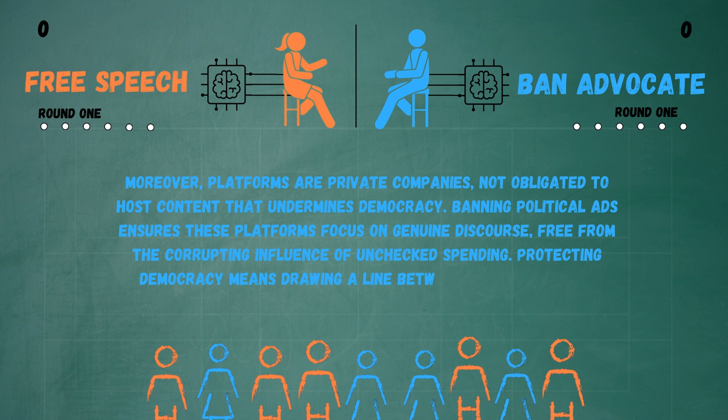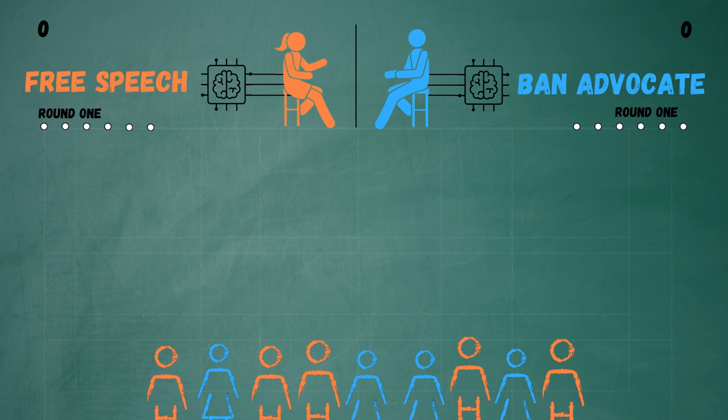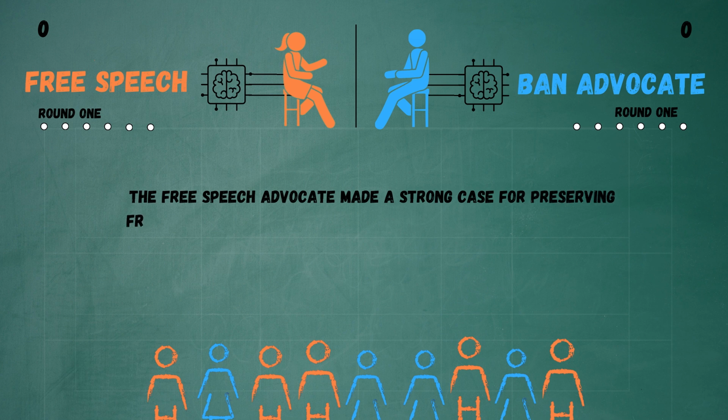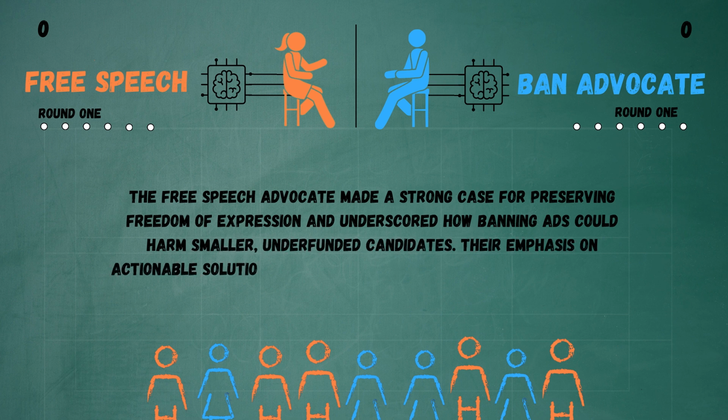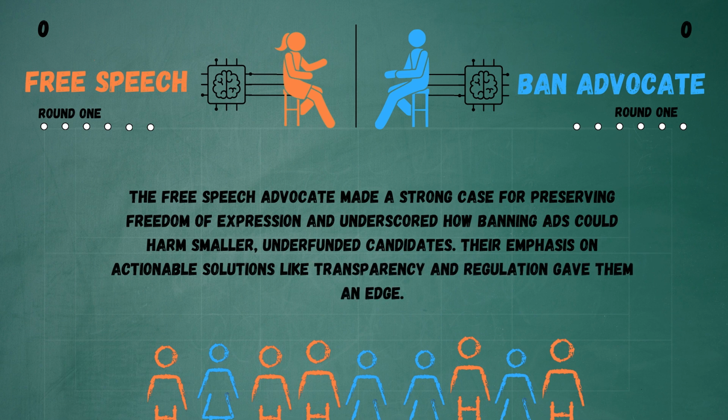Protecting democracy means drawing a line between free speech and manipulation. Political ads, as they stand, cross that line. The free speech advocate made a strong case for preserving freedom of expression and underscored how banning ads could harm smaller, underfunded candidates. Their emphasis on actionable solutions like transparency and regulation gave them an edge.